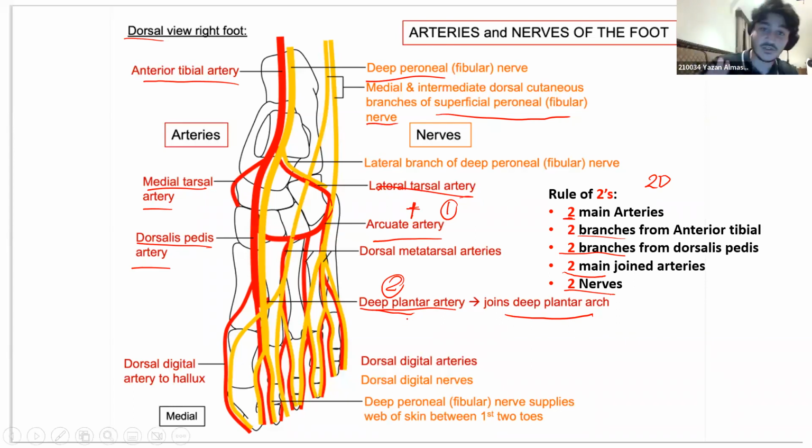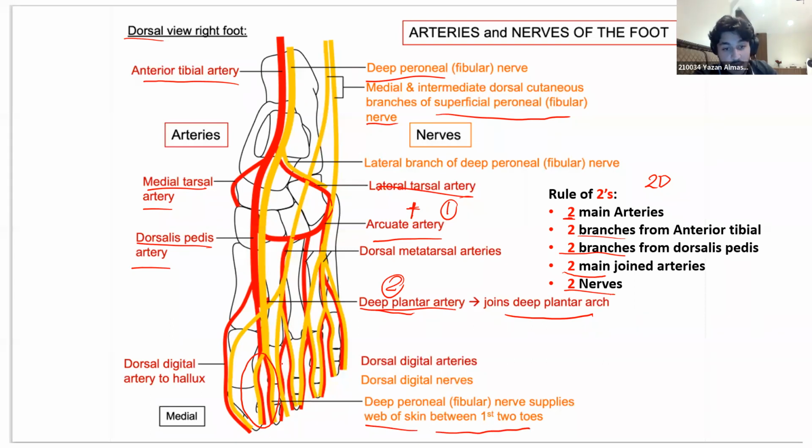Is that everything we need to know from this slide? No, there is just one more little thing. What is this little thing? We talked about the deep peroneal nerve as well as the superficial peroneal nerve, which supply the foot. There is a specific area that is only supplied by the deep peroneal nerve. What is this specific area? This is the area between the large toe and the small toe. This area is known as the web skin between the first two toes.